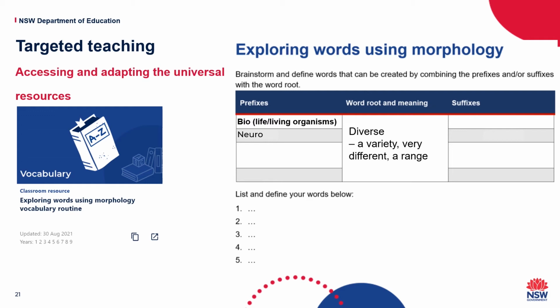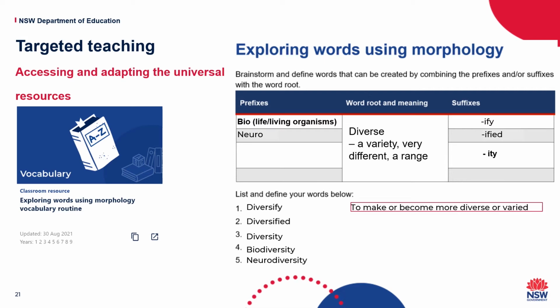As part of this, he draws students' attention to the prefix bio. He includes a selection of known suffixes in the column on the right of the word root. He models how to brainstorm words that can be created by combining the prefixes and/or suffixes with the word root. He then models how to define the words they've created.